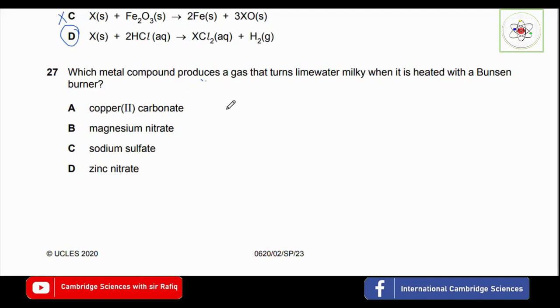So when it is heated over a Bunsen burner, the compound will be decomposed, right? When a carbonate is decomposed, carbon dioxide gas is produced. Nitrate can never produce carbon dioxide. Sodium sulfate upon decomposition cannot produce carbon dioxide, neither will zinc nitrate. Okay, so the only answer is copper carbonate.